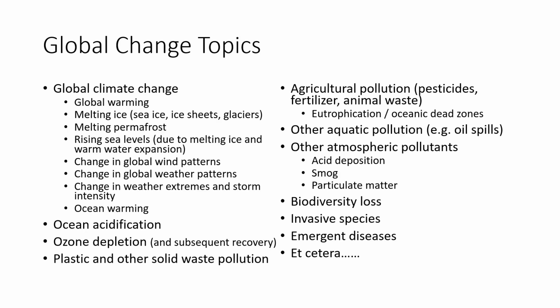And those ways that the planet is changing are listed here. This is not an exhaustive list, but global climate change, including all of those subheadings of global warming, melting ice, melting permafrost, rising sea levels, changes in wind patterns, changes in weather patterns, changes in extreme weather, and ocean warming. We'll talk about ocean acidification, ozone depletion, but that will be on another PowerPoint. Plastic pollution, other solid waste pollution, agricultural pollution, a lot of these things we've talked about before, especially with the pollutants. We're going to mostly focus here on the global change part of it.